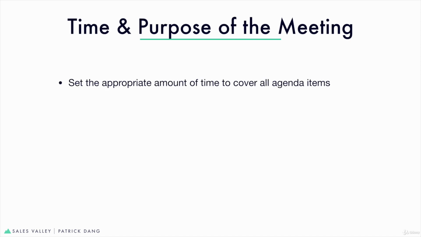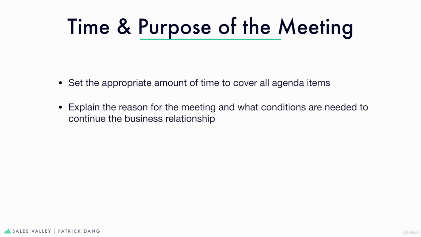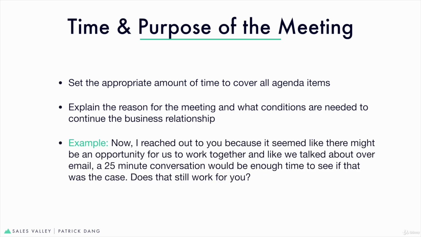So, time and purpose of the meeting. What you want to do is set the appropriate amount of time to cover all the agenda items for that meeting. You explain the reason for the meeting and what conditions are needed to continue the business relationship. Here's an example. After you do your bonding rapport, you're going to say, "Now, John, I reached out to you because it seemed like there might be an opportunity for us to work with each other. And like we talked about over email, a 25-minute conversation would be enough time to see if that was the case."